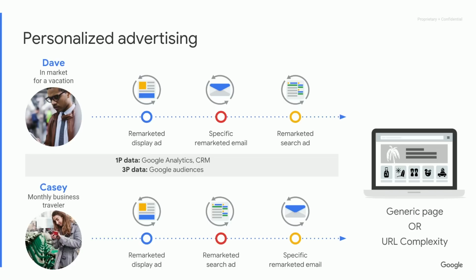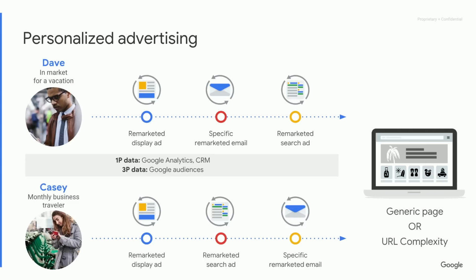So Dan, I want you to meet Dave and Casey. Now, Dave is in the market for a vacation, and Casey is a monthly business traveler, both of whom are often going to travel pages to really discover what might be there for them. Now, as marketers, we spend a lot of time developing personalized advertising, really tailoring those ads to meet Dave or Casey's needs and making sure that we're targeting them towards the right audiences, so towards our business travelers or towards our vacation travelers.